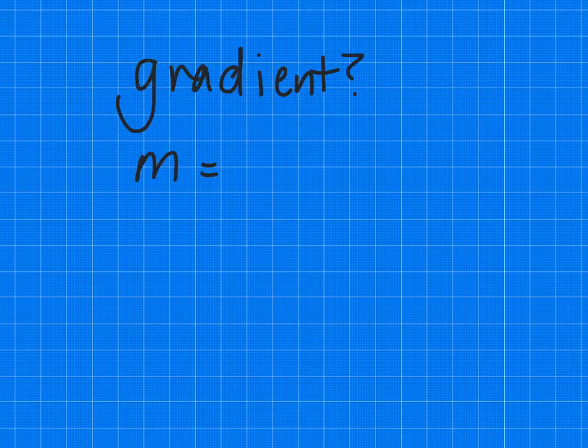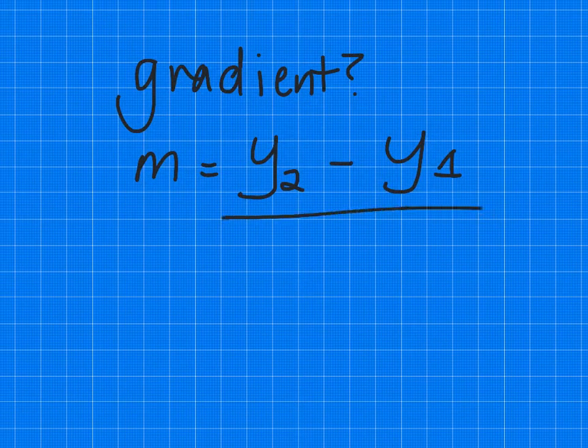Here is our formula for this. So we have m, which we know means gradient. We have y2 take y1 over x2 take x1. So you'll be asking, where are we getting the 1s and 2s from? And basically it's the coordinates to our 2 points.